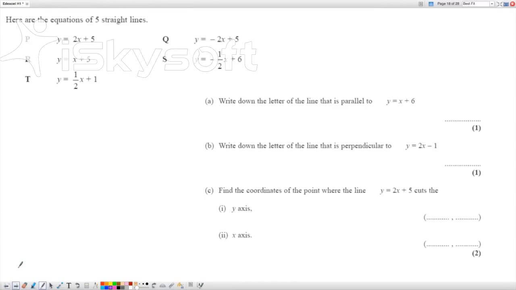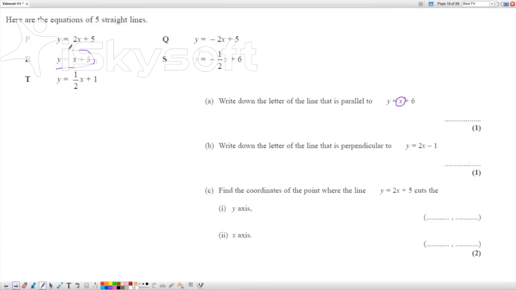Here we're given 5 equations of straight lines and asked to write down the letter of the line that's parallel, first off, to our equation here, y equals x plus 6. For a line to be parallel, it must have the same gradient. The gradient part is here. It's the number, the coefficient in front of x. So here we just have 1x, x. So we've got to find something that's got the same, -2, -half, half.